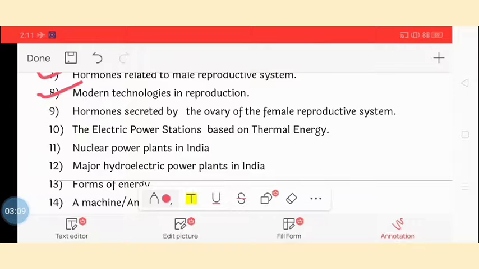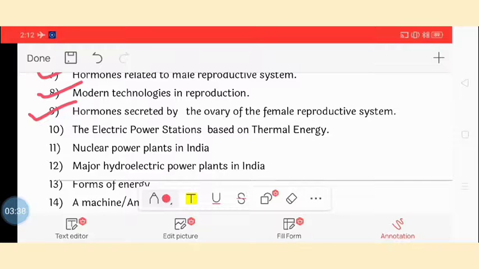Now, the 9th question. Hormones secreted by the ovary of the female reproductive system. The hormones secreted by the ovary are estrogen and progesterone. These are the two main hormones secreted by the ovary of the female reproductive system.